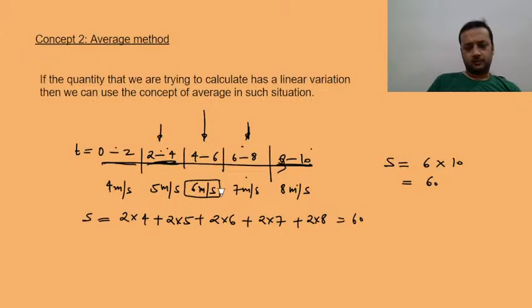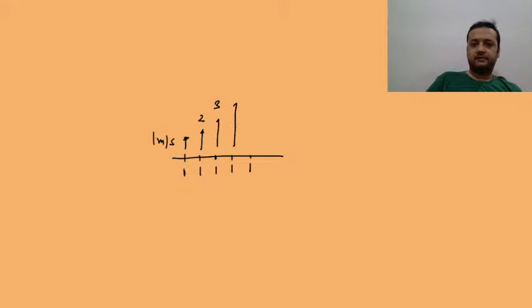Let me take one more scenario. Suppose I have got 5 particles, each of mass 1 kg. So this is 1 kg, this is also 1 kg, this is also 1 kg, this is also 1 kg, and this is also 1 kg. Suppose this moves at 1 meter per second, this moves at 2 meter per second, this moves at 3 meter per second, this moves at 4 meter per second, and this moves at 5 meter per second. All of them are moving along the positive y-axis.